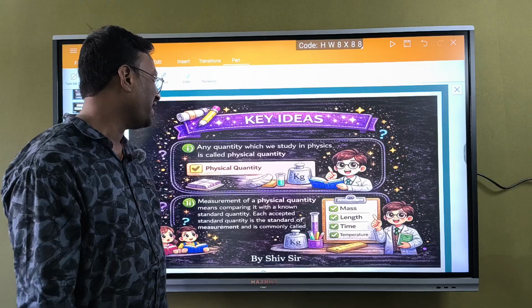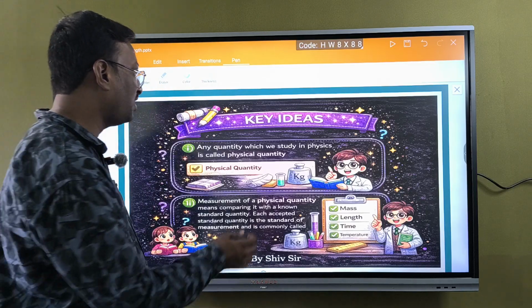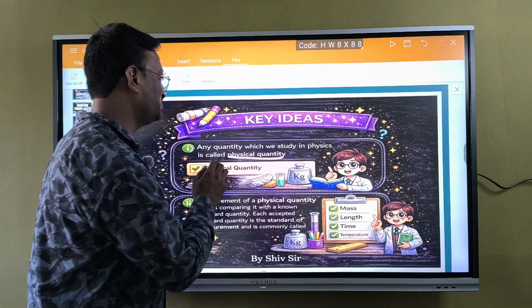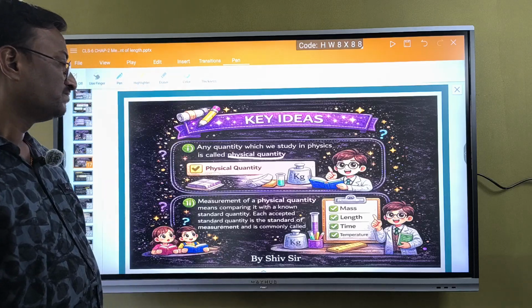Now key ideas. Any quantity which we study in physics is called a physical quantity. So what is a physical quantity? Any quantity which we study in our physics.